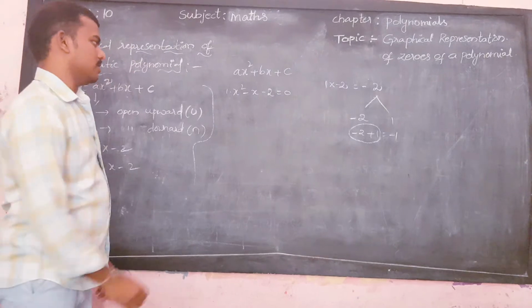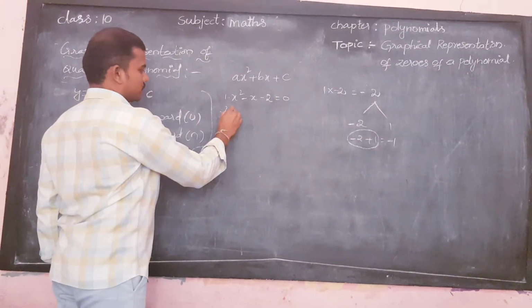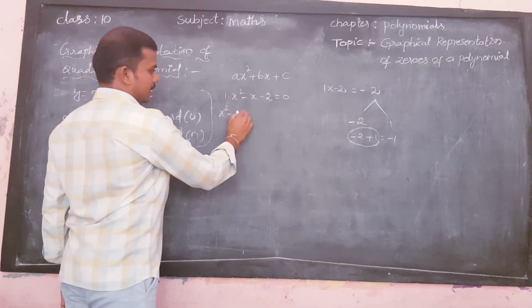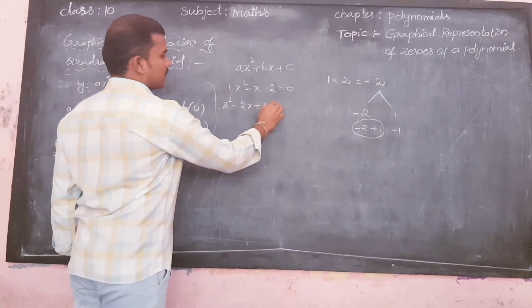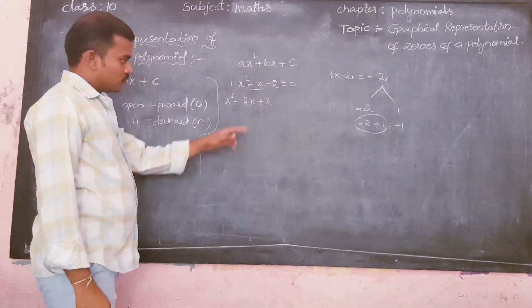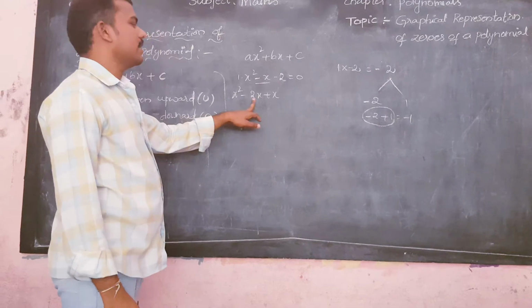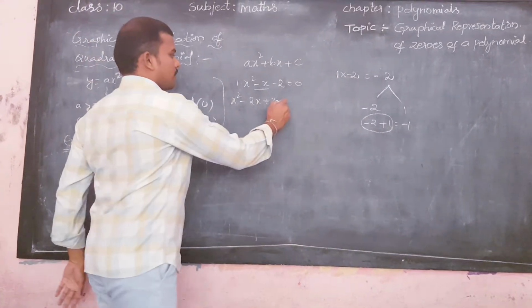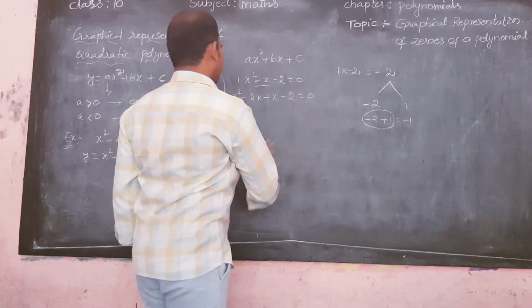Sum is minus 1. So it can be written as x square, and minus x can be written as minus 2x plus x, minus 2 is equal to 0.